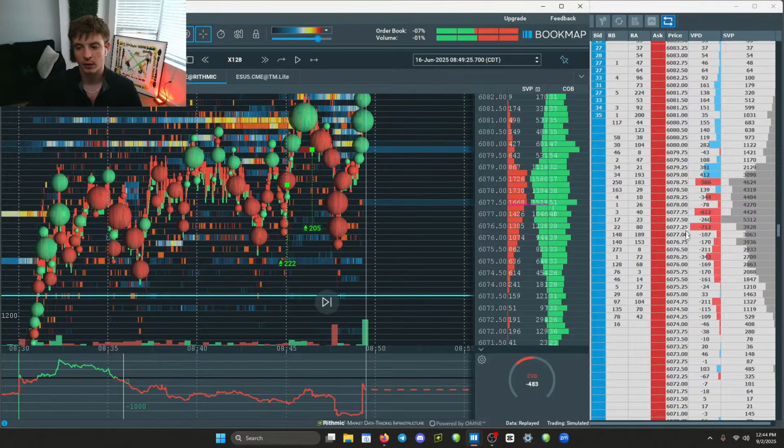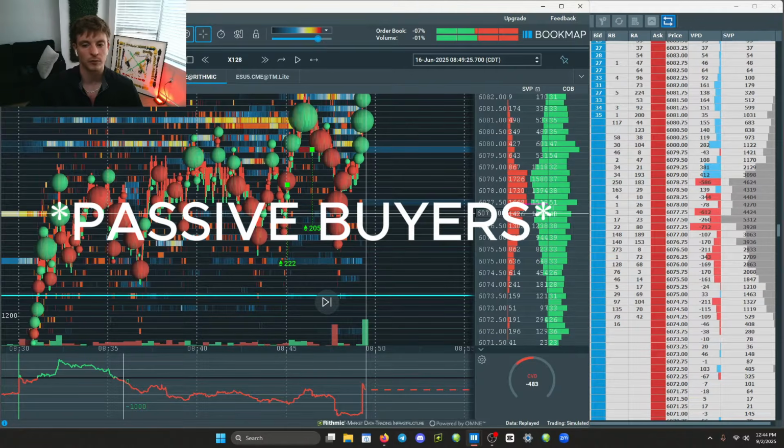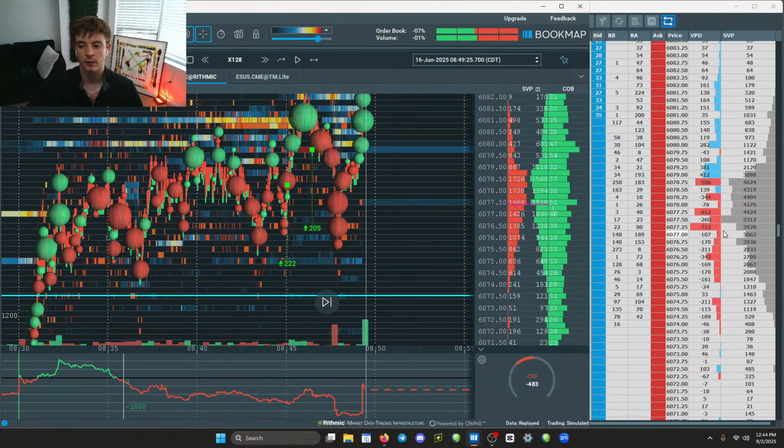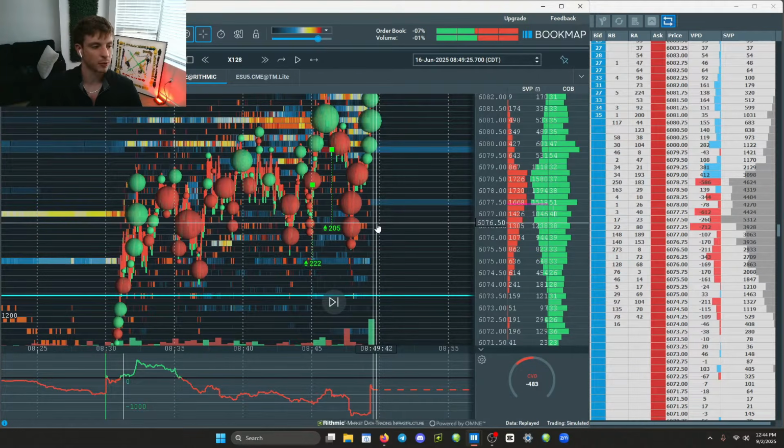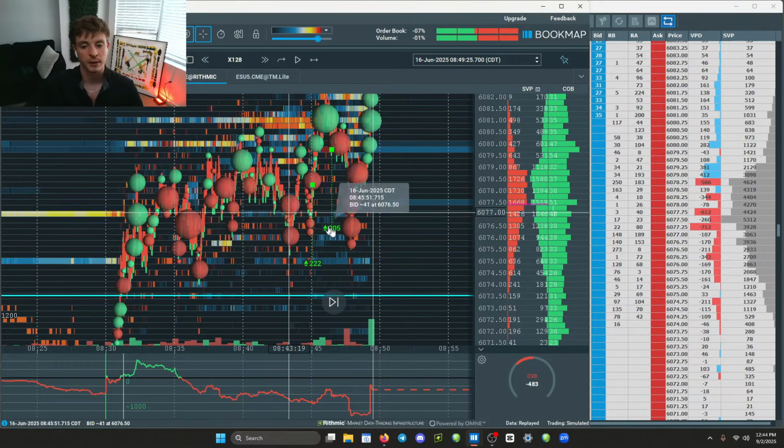We are creating all of this negative delta, which indicates that passive sellers are very active and wanting to scoop up all this aggression here. Just like every other example of absorption, to put it in very simple terms, this is just effort that is not being rewarded.